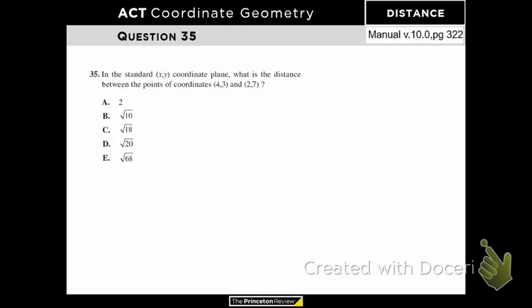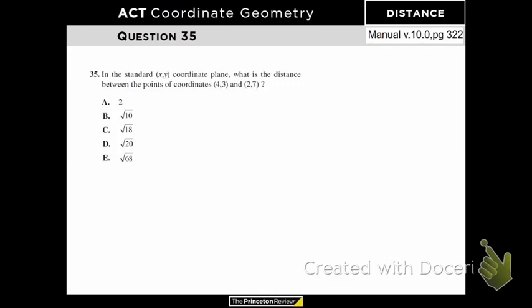Now there is a distance formula. They will not give you the formula on the ACT, and it's not necessary to memorize it. I'm going to show you the method of how to solve these types of problems without having to memorize that formula. So this first one here, number 35. In the standard xy coordinate plane, what is the distance between the points with coordinates (4, 3) and (2, 7)?